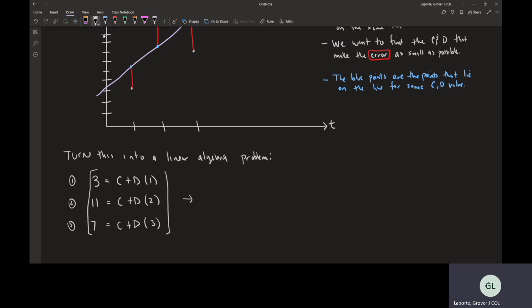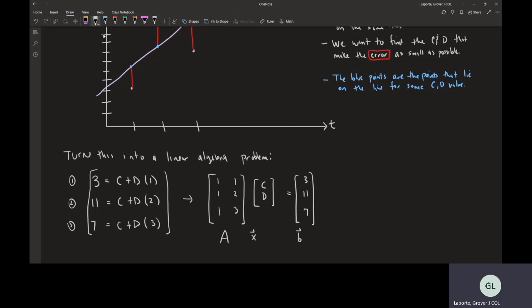And I want to turn this into a matrix multiplication. So I've got a bunch of 1s right here, and I've got a 1, a 2, and a 3 for the second vector in my matrix A. And then the x that we're looking for is my variables C and D. And that is equal to B, in this case 3, 11, and 7.